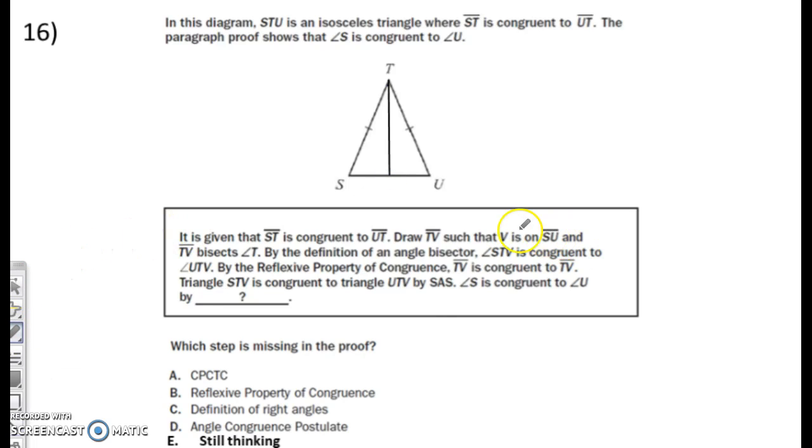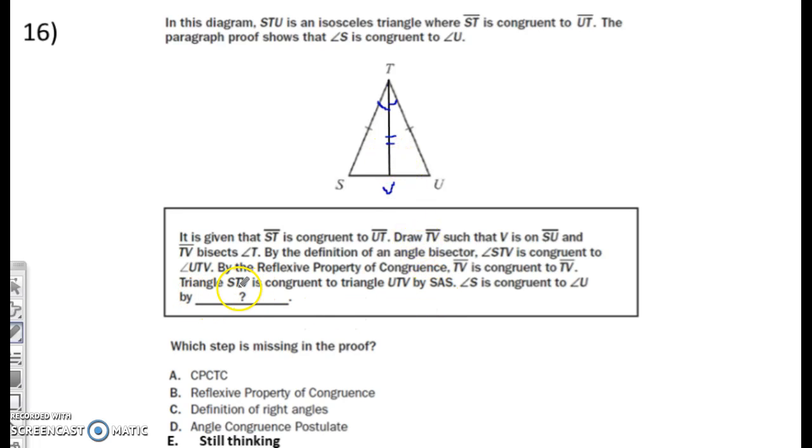All right. And then it says angle STV is congruent to UTV. And that's because of the definition of an angle bisector. We bisected angle T, so it split it into two equal pieces. And then by the reflexive property of congruence, we know that TV is congruent to itself, to TV.